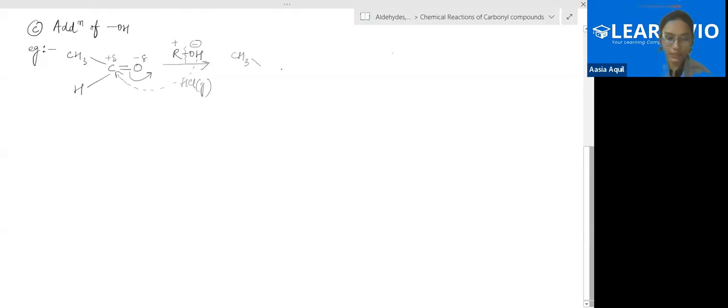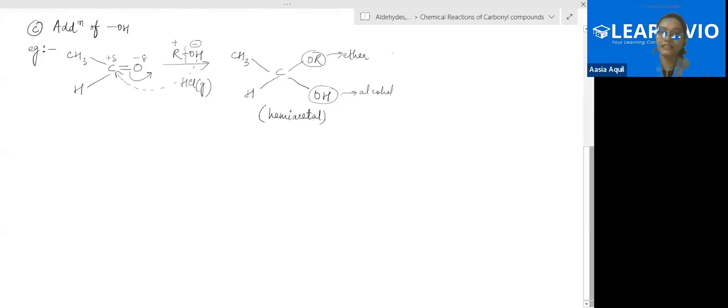Here CH3, CH, basically a hemiacetal will form, with OR and OH. This is a hemiacetal. Why is it called a hemiacetal? As you can see, at the same carbon there is an OR group, which is an ether, and an OH group, which is an alcohol group. That's why it is called a hemiacetal.